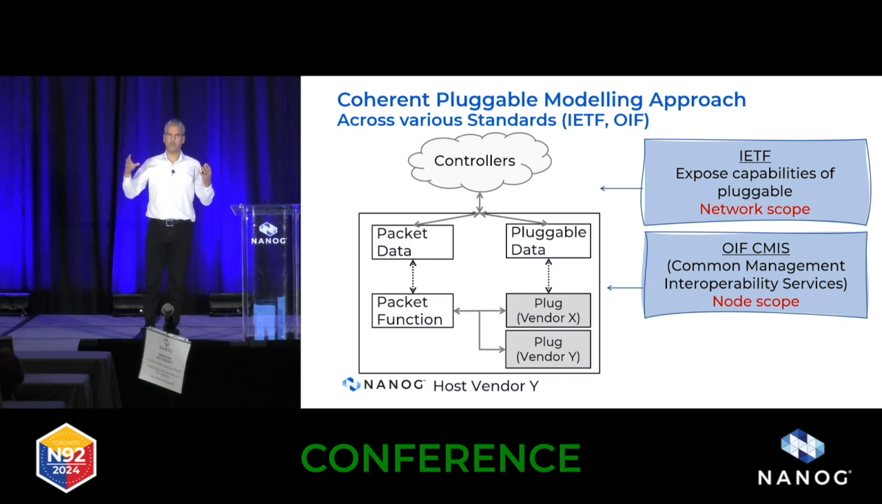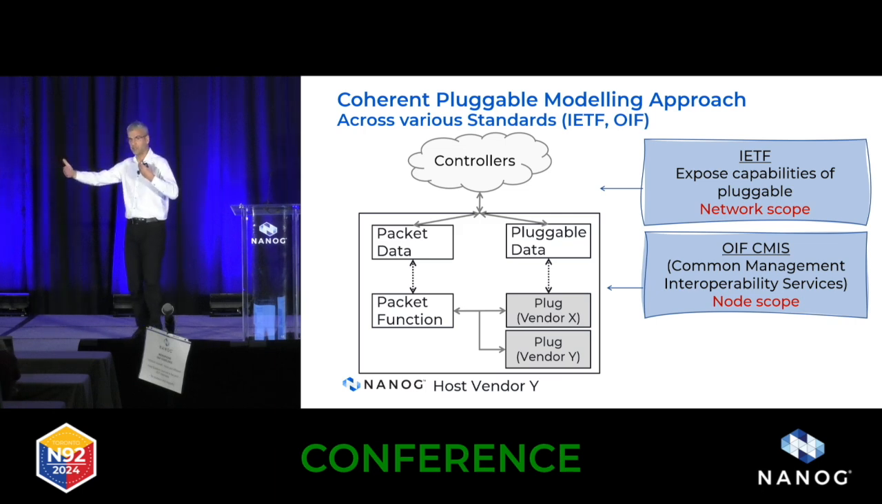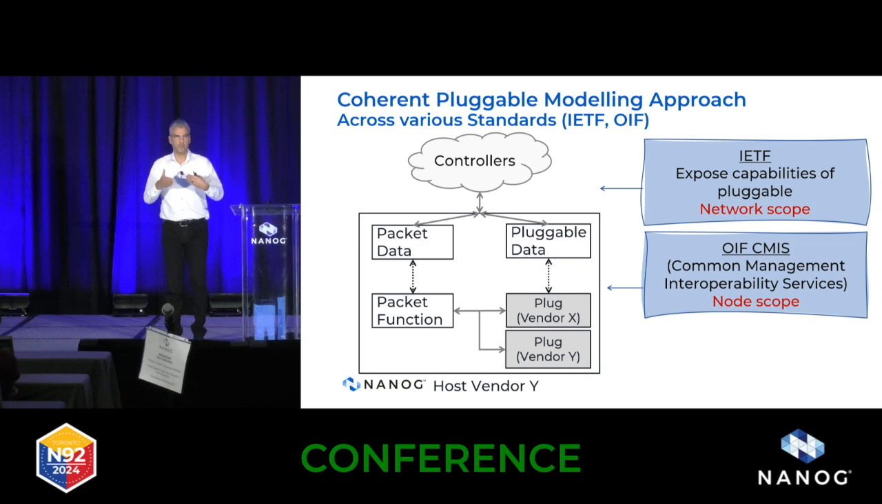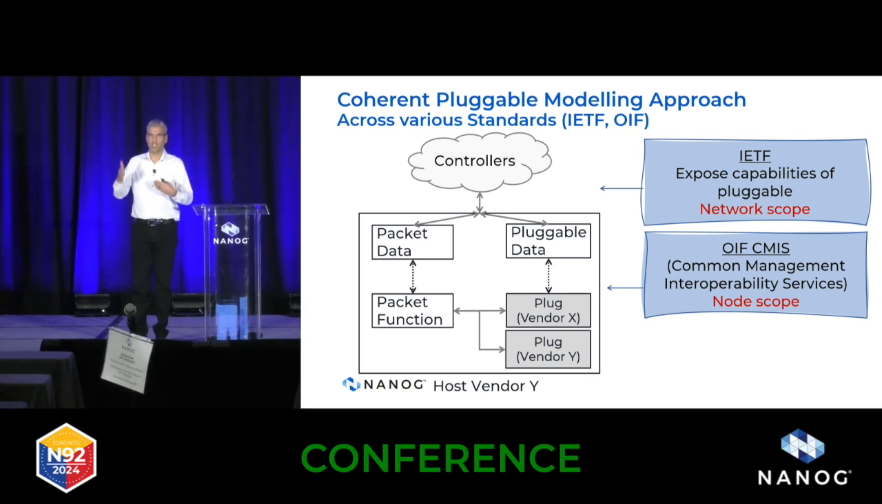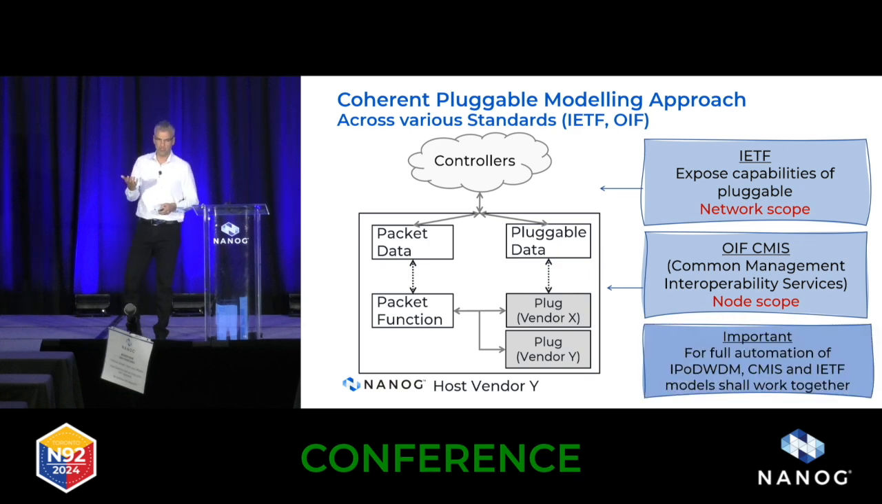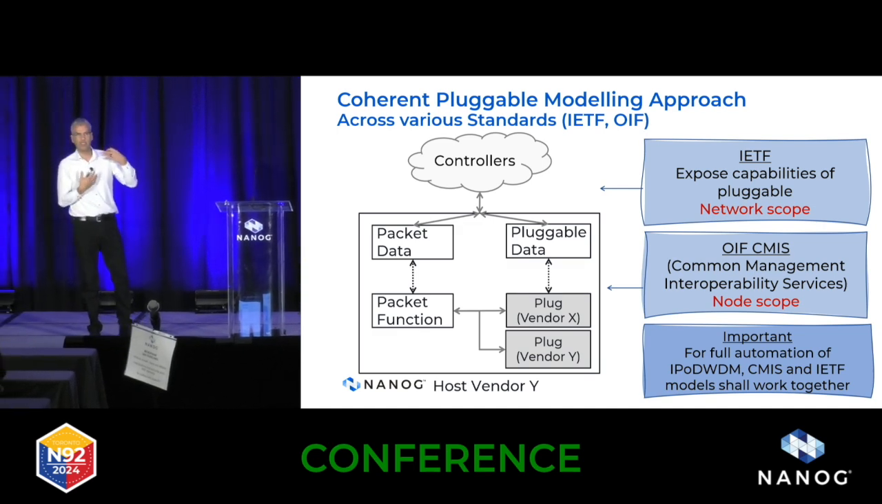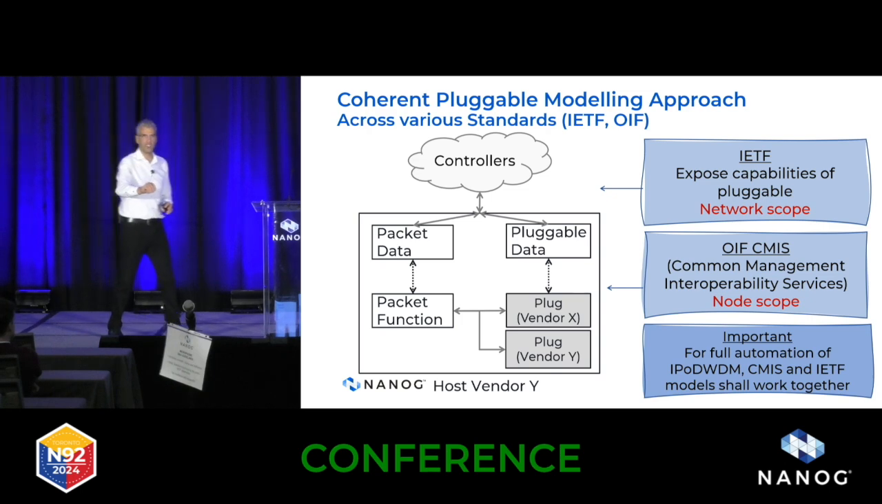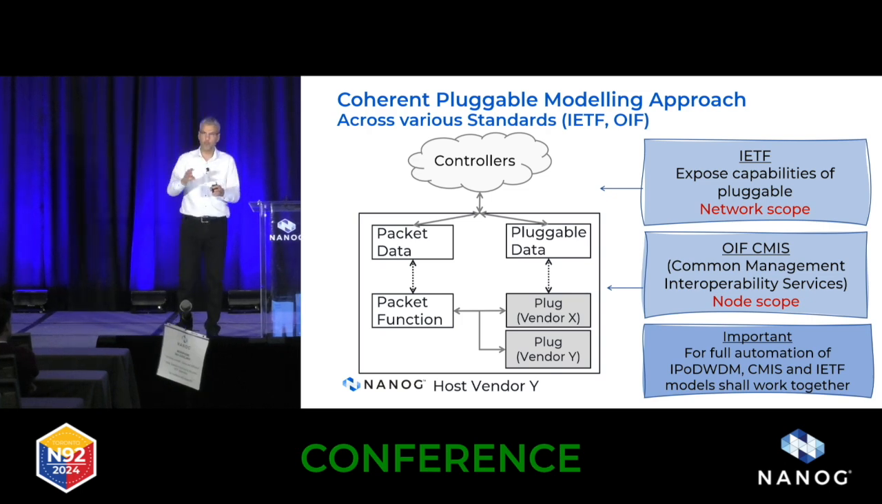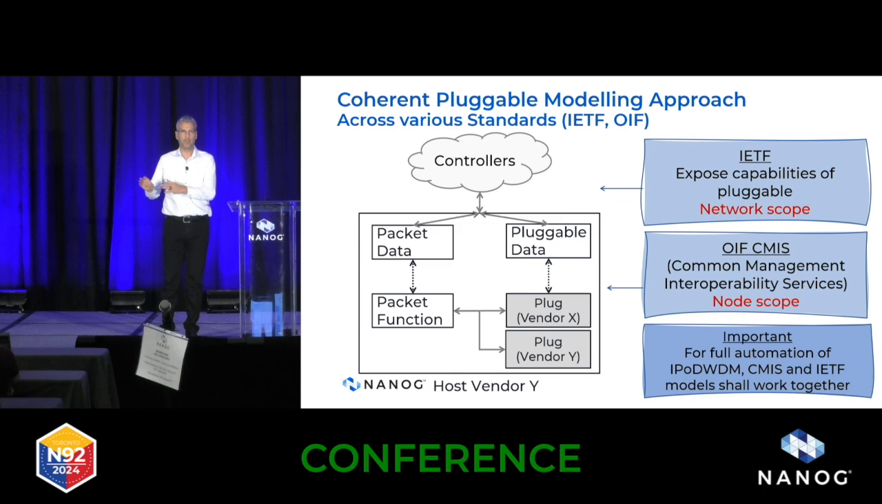So the IETF perspective is describing how to model everything from the northbound, from the network perspective, whereas OIF talks about the perspective of the pluggable and router from the node perspective. But having said that, it is very important to understand that these two should work together. I cannot have independent CMIS and independent IETF. They have to work together if we want to go to a real plug and play mode that we are trying to address.